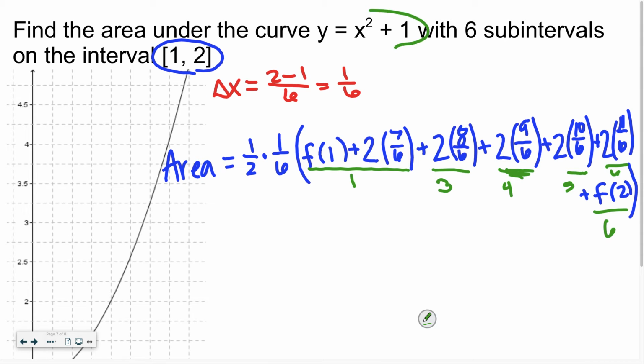x squared plus 1. Give them to me as fractions, it's easier for us to write down.